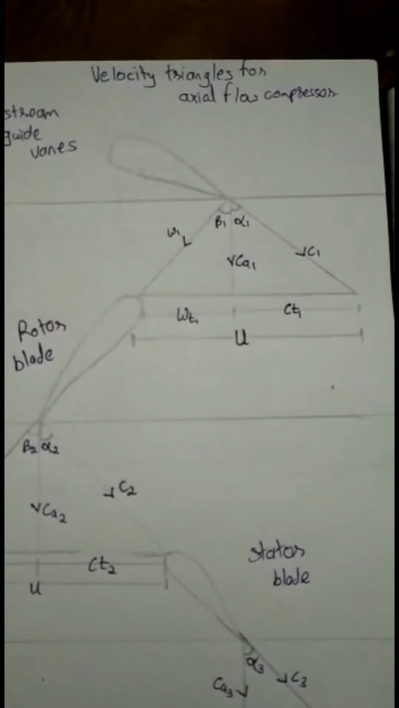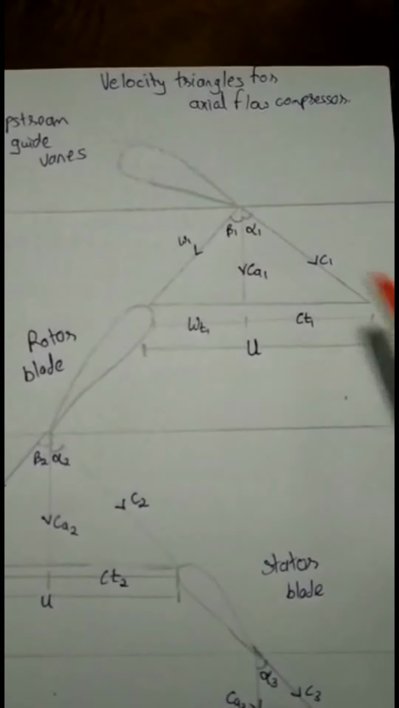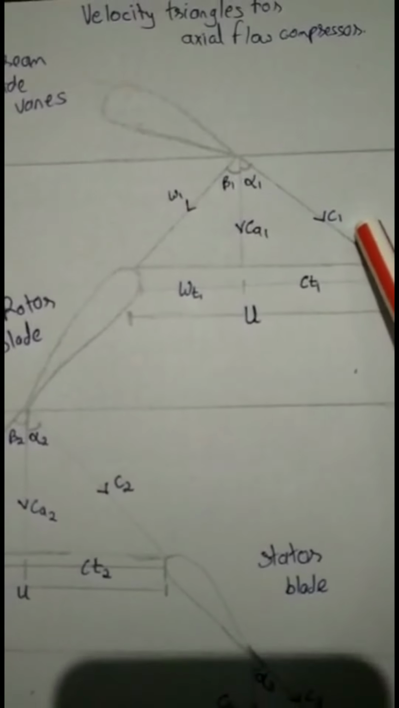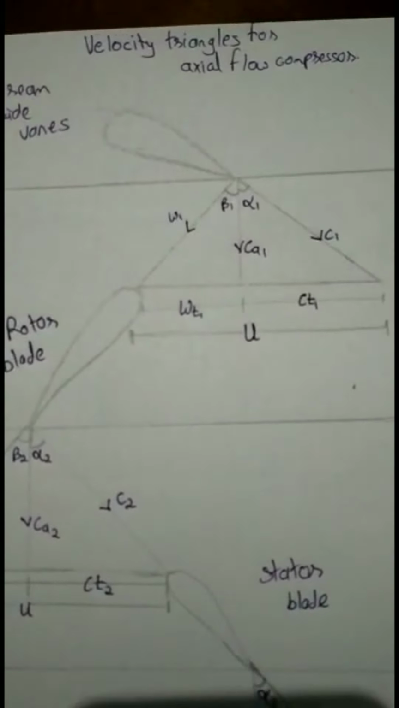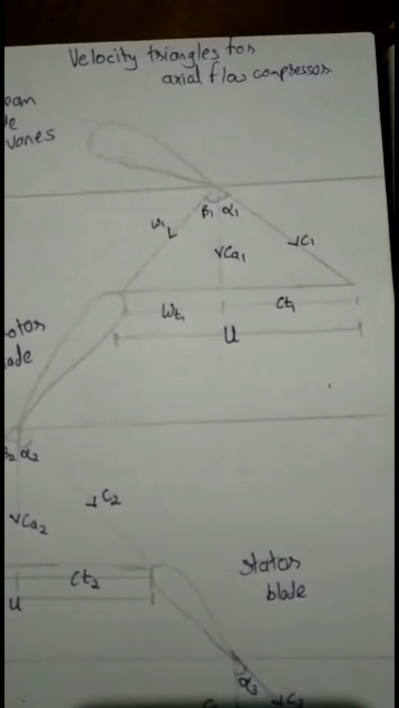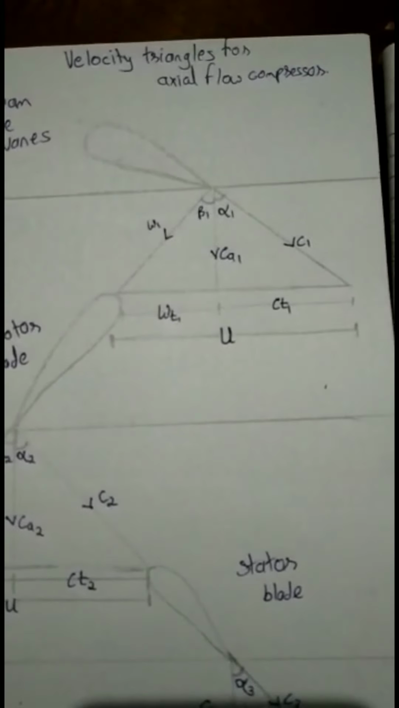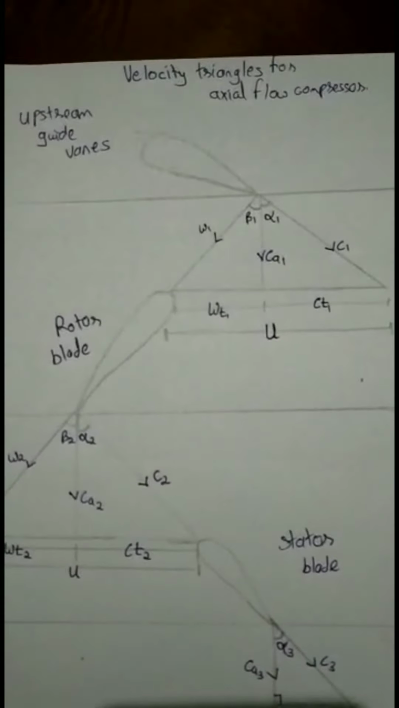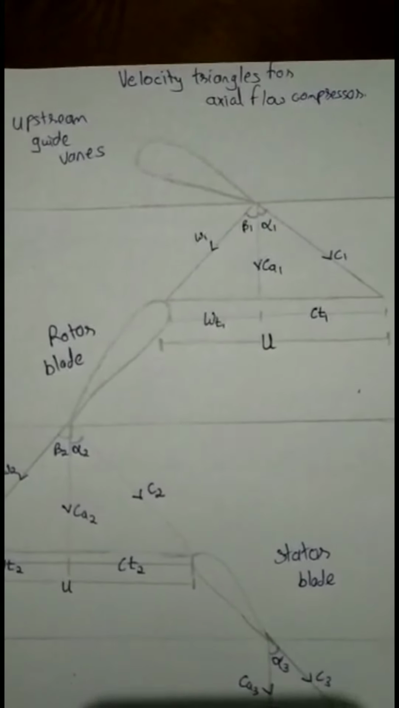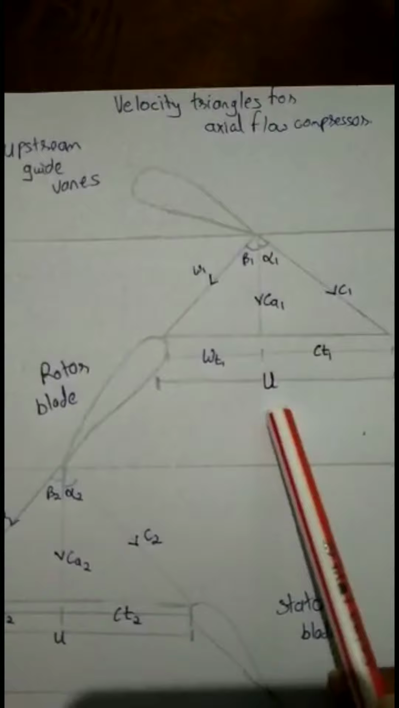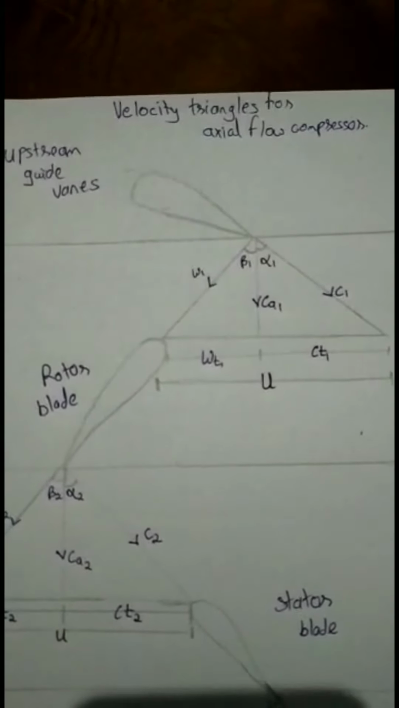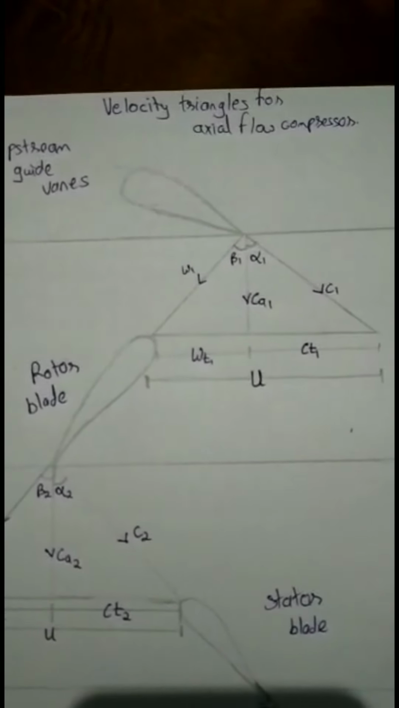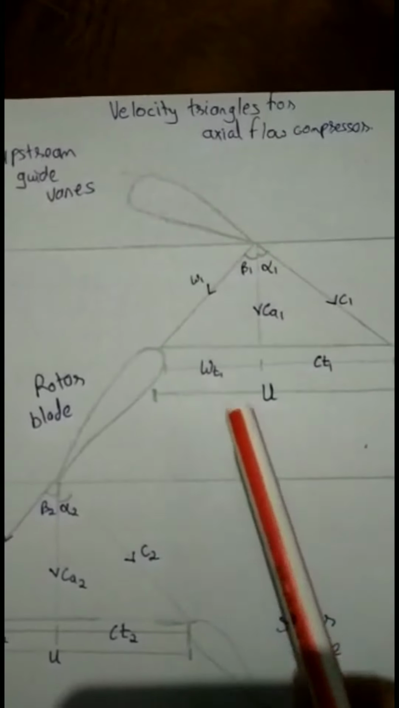Now consider that the air or the flowing fluid is coming at a certain velocity known as C1. Here 1 is used to differentiate it from the other velocity triangle. So C1 is the absolute air velocity which is coming from the upstream guide vanes. Now as the rotor blade is moving with the velocity u, it will not sense the velocity as C1, rather it will sense the velocity as W1.